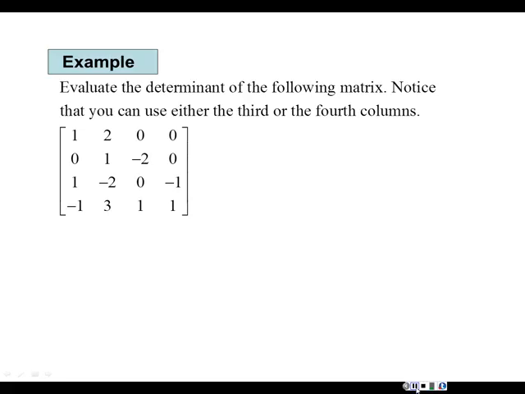Now next one, you see here, this is positive. So we will write +1, and this time we eliminate the first column and the third row, and then we write the rest. So now we have 2, 0, 0 here, and then 1, -2, 0, 3, 1, 1.